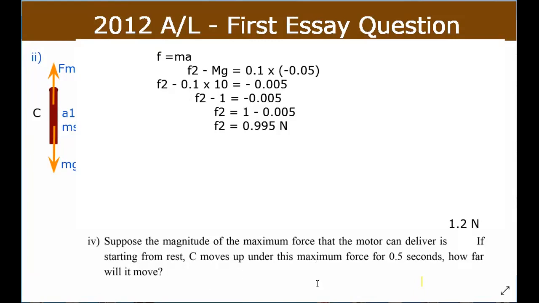Very good. That's it. So for Roman number 4, vertically upward, let's apply F equals ma. That's what we want to do. The upward force is the force given by the motor, Fm. The downward force is mg. Equals mass 0.1, and we don't know what the acceleration is, 0.1 into a. Can you do the rest and find the acceleration, dear? The first thing that you want to do is find the acceleration under this maximum force.